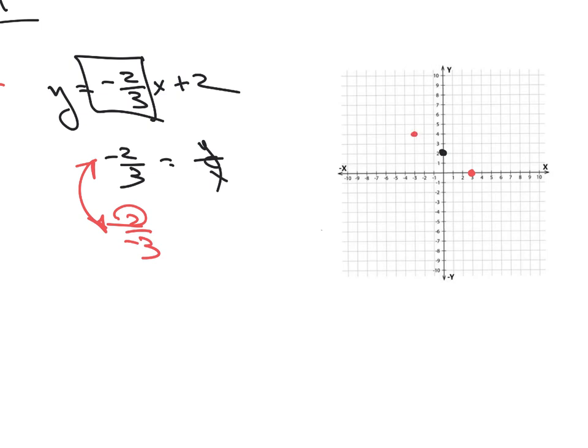Notice it still gives me the exact same line. It still gives me a line that goes through this point and this point, but it also gives me another point up here. So this is the same line. So it doesn't matter what you do. If this is a negative 2 over a positive 3 or a positive 2 over a negative 3, when you graph, you will get the same line. So it's not that one is wrong and one is right. They're both the same.